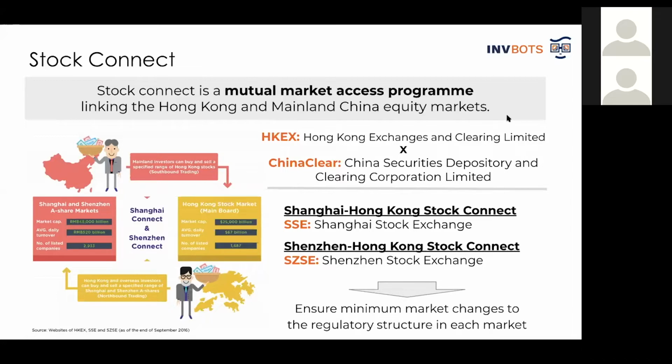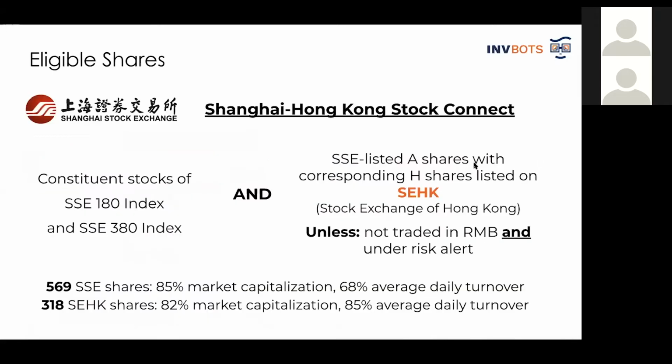Through this program, you can ensure minimum market changes to the regulatory structure in each market. You may be concerned about what kind of stocks you can actually buy. In the Shanghai-Hong Kong Stock Connect, there are the constituent stocks of the SSE 180 Index and SSE 380 Index, as well as the SSE-listed A shares with corresponding H shares listed on the SEHK. Unless they are not traded in RMB, in which case you can still exchange those stocks.